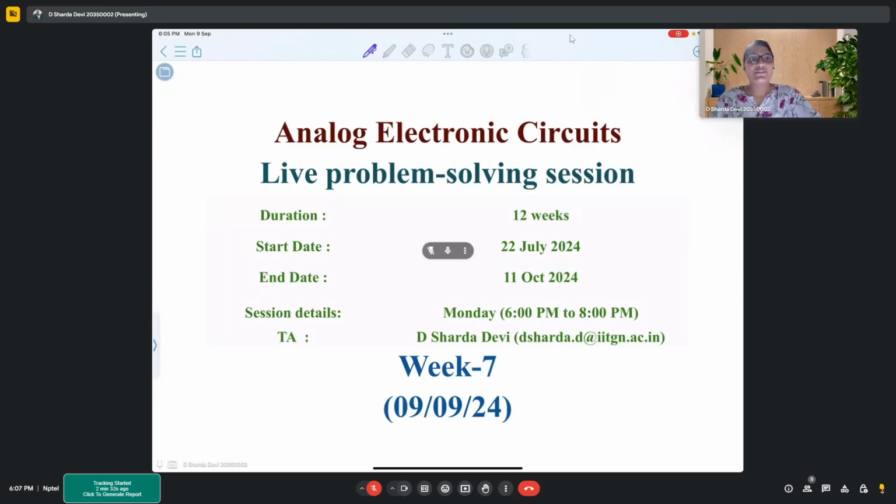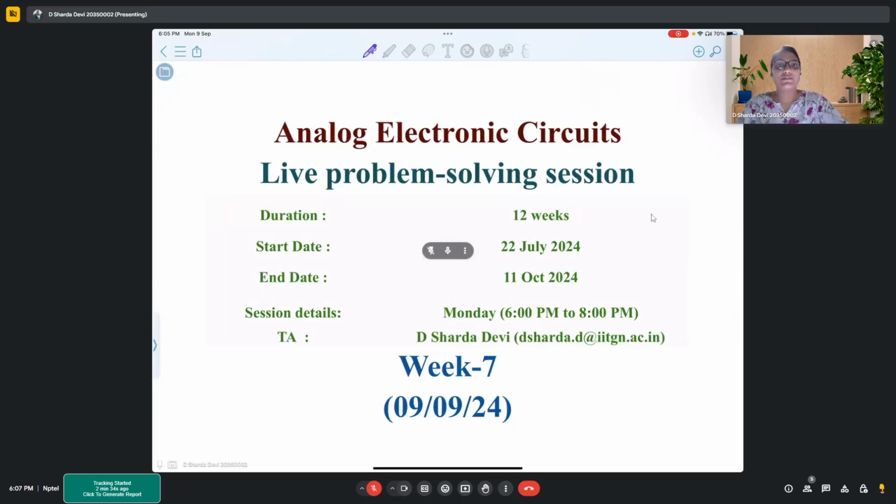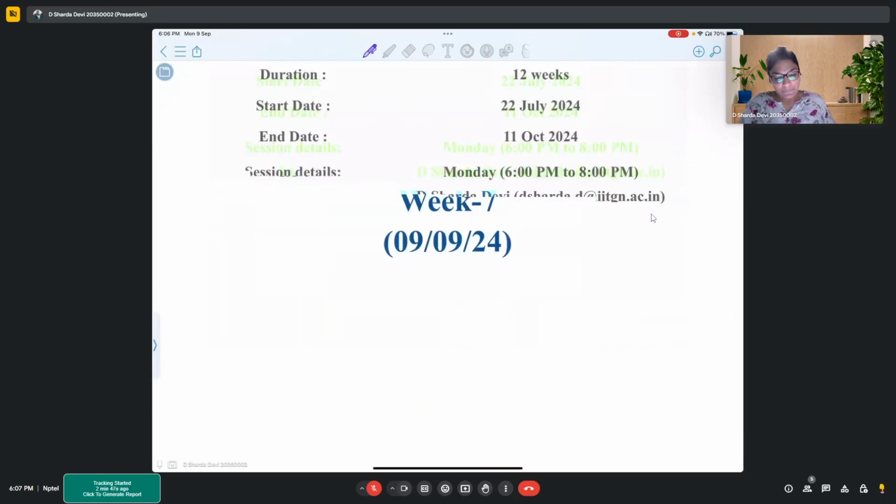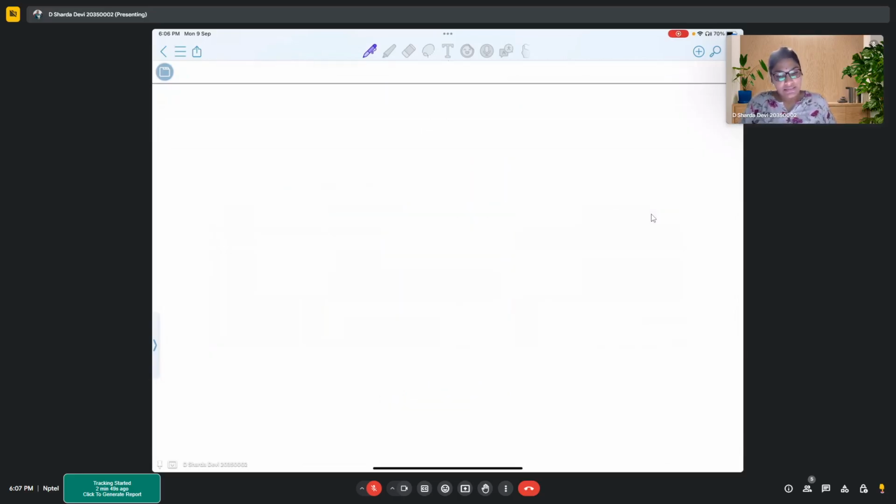So, in today's session, we'll be talking about differential amplifiers. Before that, am I audible clearly to everyone? Yes, ma'am. Okay, so let's begin. In today's session, we'll be talking about differential amplifiers.